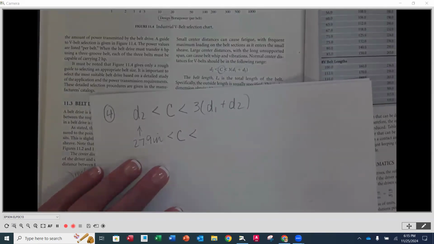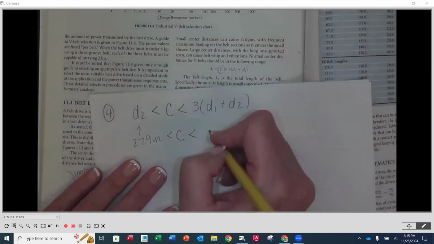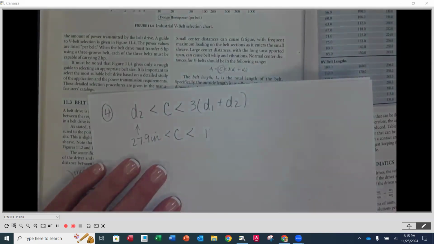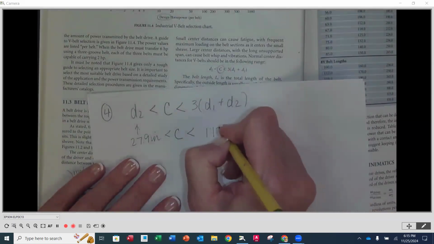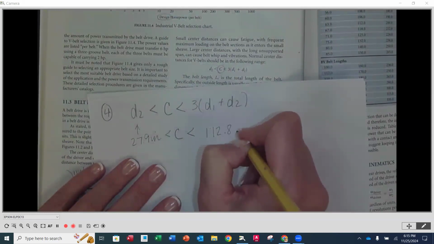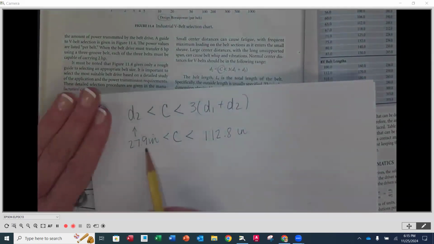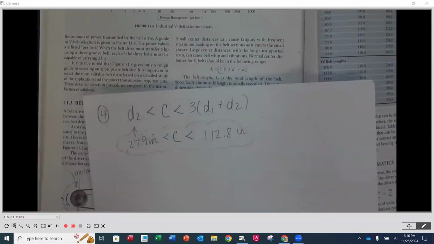And what do you get for the value on this side? You have to speak louder, whoever is saying it. I don't know, somewhere in the back row. 112.8. What are the units? Inches, exactly. Okay. So this is the range that our center distance has to be in because they're not giving us one.